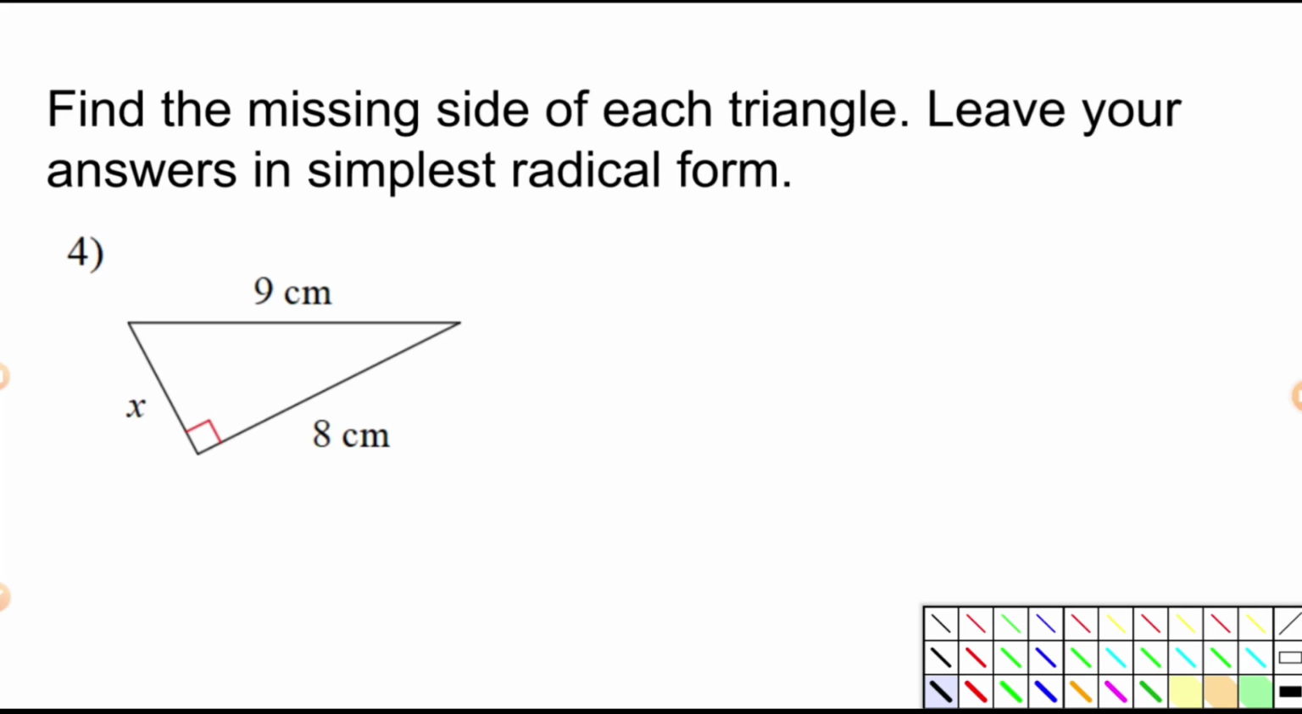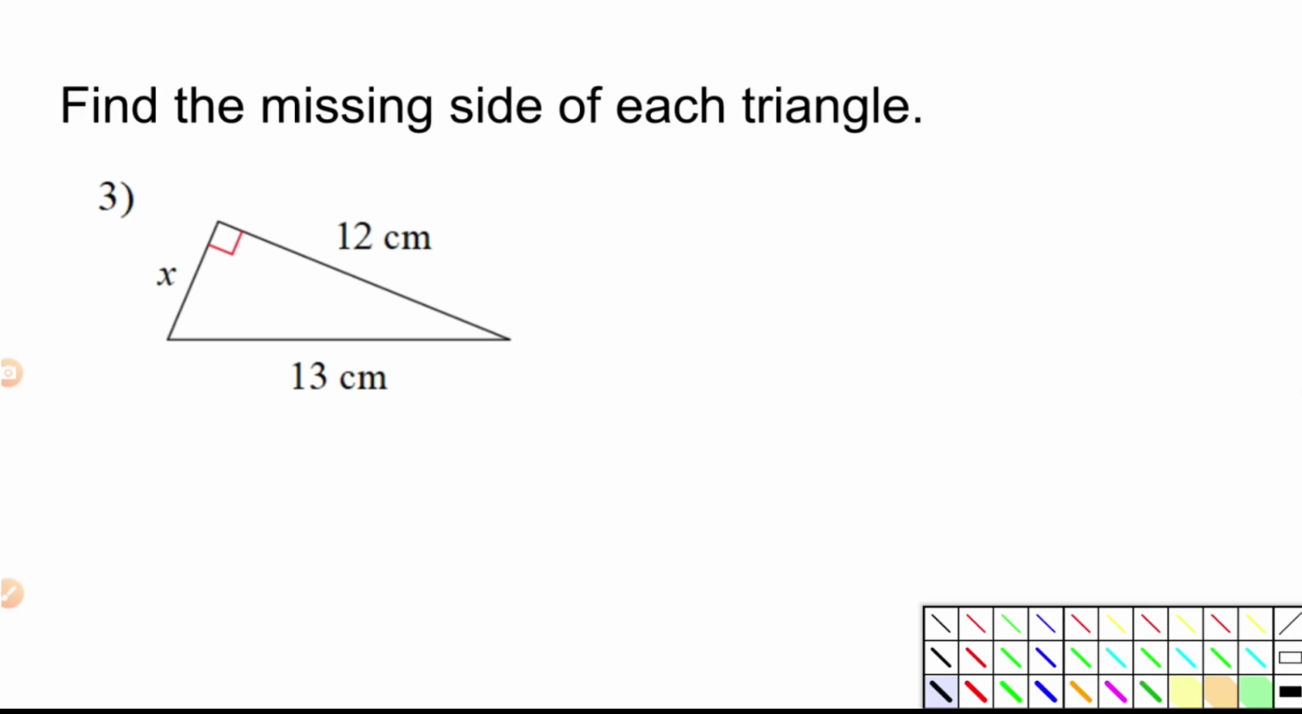So let's try number 3. Again, I'm going to try this one with no squares. I'm not even going to draw the squares. I'm just going to write the formula: a squared plus b squared equals c squared. I could draw the squares if I wanted to, but I'm not going to do that. I'm just going to label these. So I'll call these a and b. So here's a, here's b, and here's c.